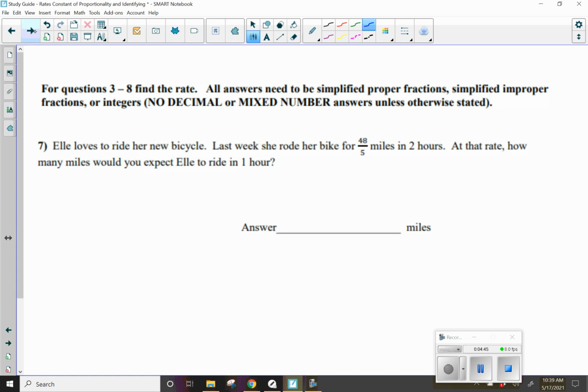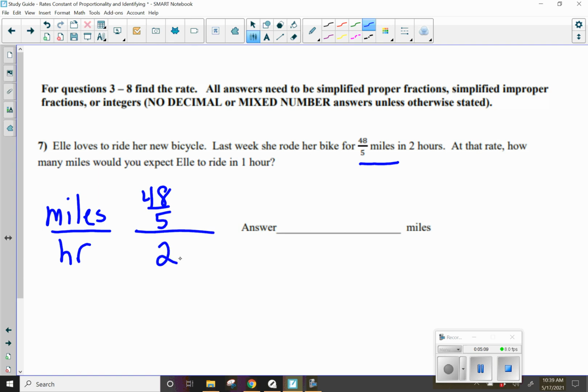Question 7. Elle loves to ride her new bicycle. Last week she rode her bike for 48/5 miles in 2 hours. At that rate, how many miles would you expect Elle to ride in 1 hour? So we're looking for miles per hour. It says that she rode 48/5 miles, so that's going to go on top, in 2 hours, which goes on the bottom. I'm going to set up my division problem. We have 48/5 divided by 2/1. Next, we want to keep, change, flip.